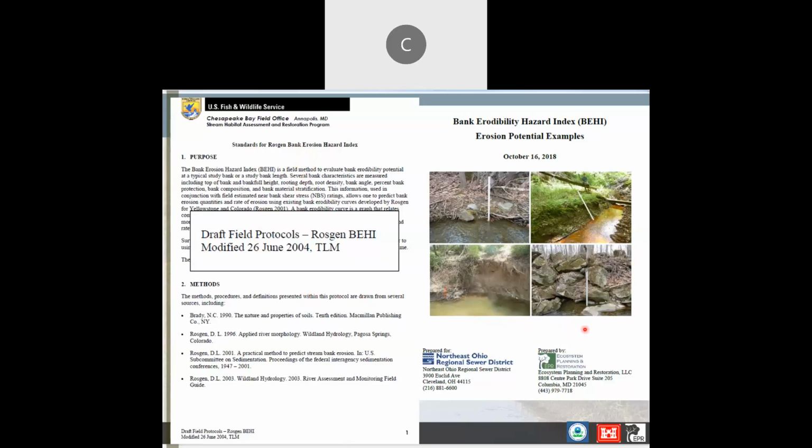Also, newly available is a BHI erosion potential example. This picture guide was put together for the Northeast Ohio Regional Sewer District, but a lot of the photos are actually from streams in Maryland. So you will find it very useful if you're just getting started with BHI.